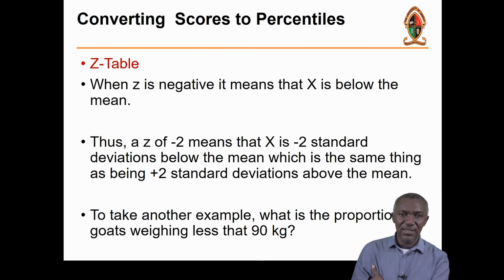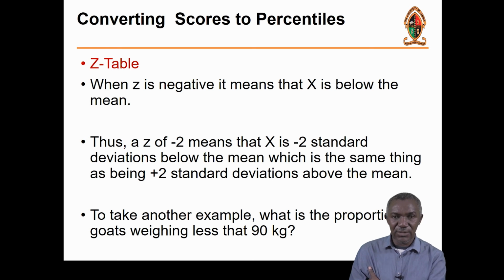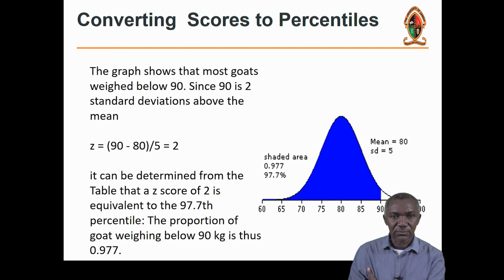Thus, a Z of minus 2 means that the X lies 2 standard deviations below the mean. And the same, if the Z-score is plus 2, it means that it lies 2 standard deviations above the mean.